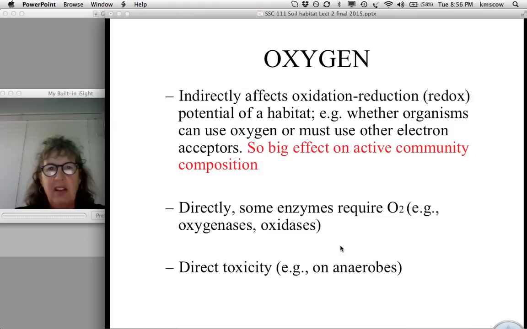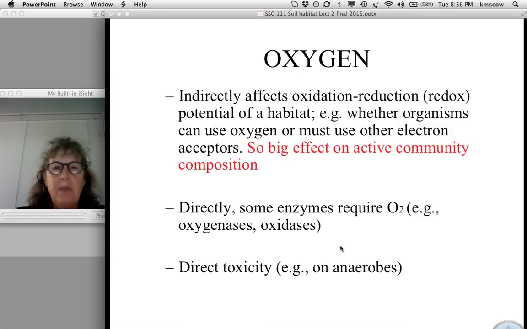So oxygen. Oxygen is extremely important. Oxygen is the most favorable electron acceptor that is used by soil organisms. You're going to find the fastest rates of microbial processes associated with organisms that can use oxygen as an electron acceptor. So oxidation reduction reactions are what are going to be sensitive to oxygen. And as you recall, redox is a measurement of the oxidation reduction potential of a habitat.